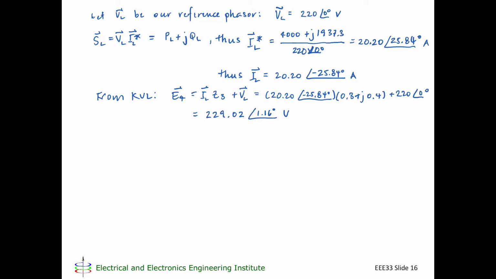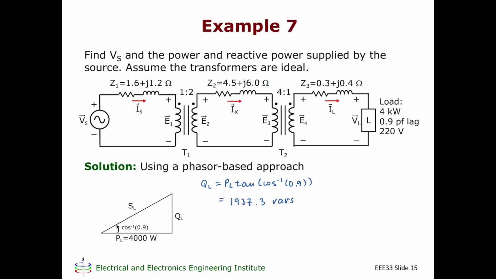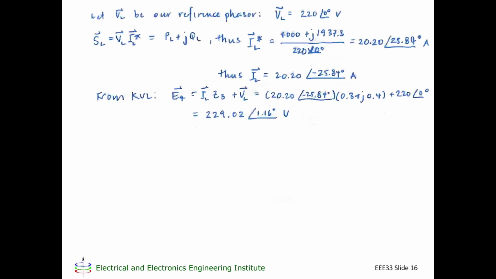Is this reasonable? Well, remember the voltage across the load is 220 volts. We expect a voltage drop at Z3, so it's reasonable to expect E4 to be slightly larger than 220 volts. So this is how you audit your results when you solve a problem. If you get a result that's less than 220 volts, then you know you must be doing something wrong.